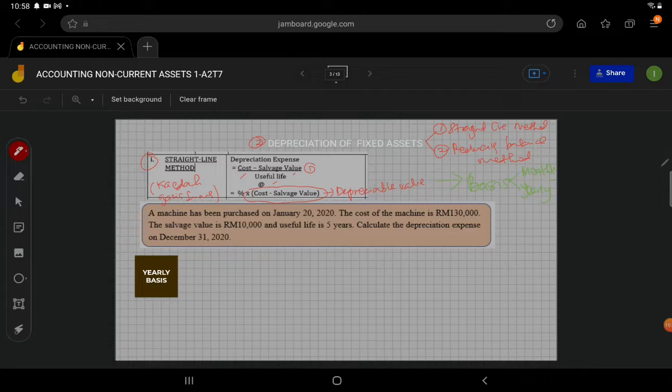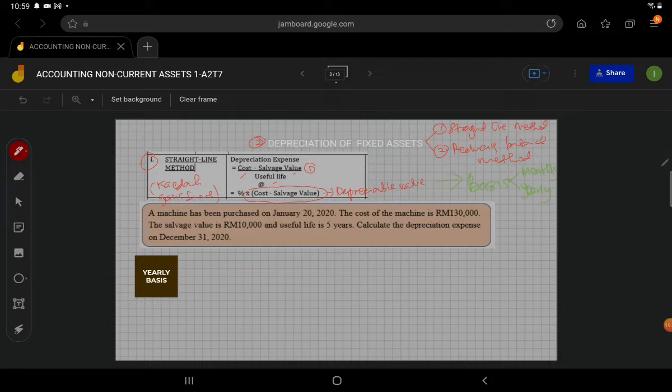Bila kita dah tahu terms, kita dah tahu basis, and then kita dah tahu apa formula dia, to calculate the depreciation expense. So kita boleh kira sekarang. The first I show you the straight line method, using yearly basis. Right, kita tengok soalan ni adalah soalan dalam framework.